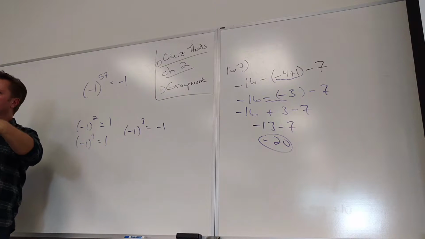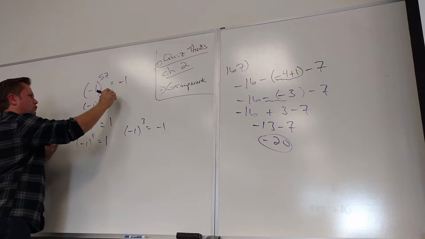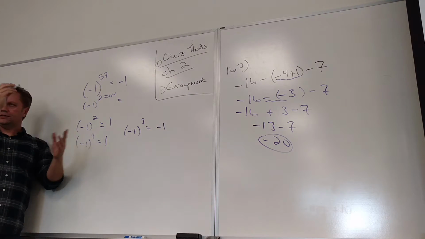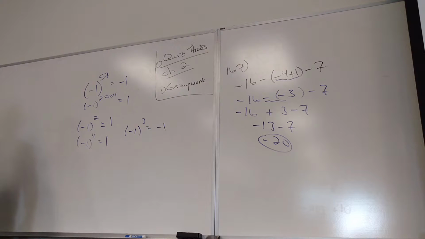Just a little side note here since we're talking about all these signs. So what's negative 1 to the 2004? Positive 1, because there's an even number of them.